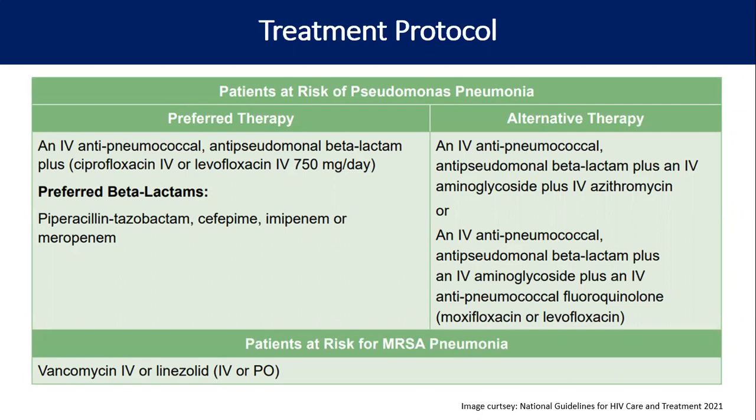And the other alternative is an IV anti-pneumococcal, anti-Pseudomonal beta-lactam plus an IV aminoglycoside plus an IV anti-pneumococcal fluoroquinolone like moxifloxacin or levofloxacin. Patient at risk for MRSA, that is methicillin-resistant Staphylococcus aureus pneumonia, we should use vancomycin IV or linezolid, IV or oral.